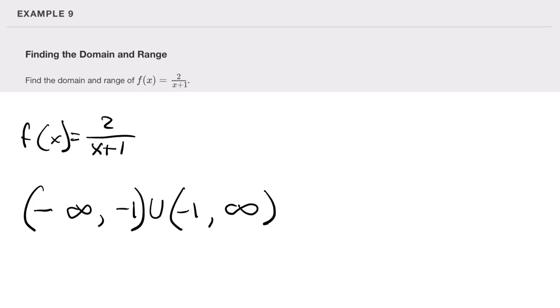Okay, let's keep going. We're almost done, actually, so it seems like it's going a lot faster than I anticipated, which is good. I'm okay with that. Oh, I forgot about the range. So this was our domain.